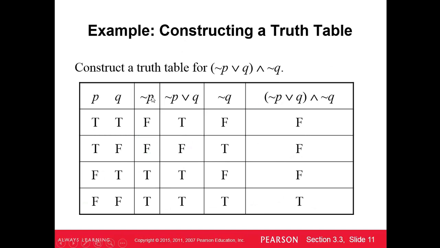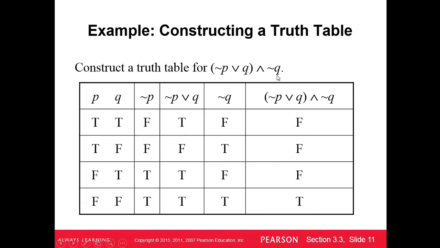The next thing we're going to do is compare the Q and the not P column using an OR. So as long as something's true, the answer is true. So we have true or false, that's true. False or false, that's false. True or true, it's true. False or true is true.